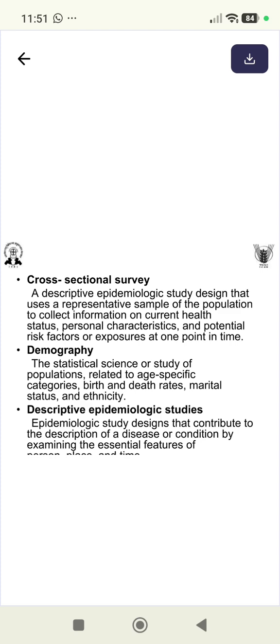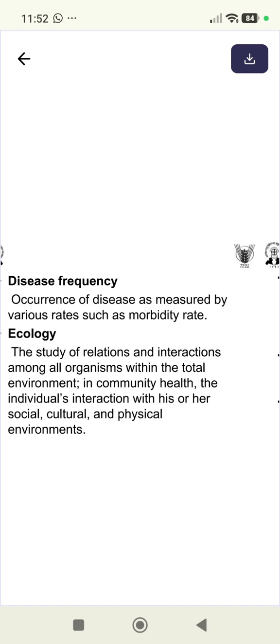Descriptive epidemiology study. Epidemiology study design that contributes to the description of the disease or condition by examining the essential features of the epidemiology. Disease frequency. Occurrence of diseases is measured by various rates such as the morbidity rate.